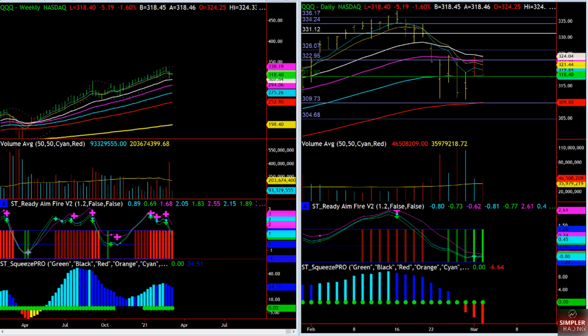Let's take a look at the NASDAQ. We've been doing a lot of bearish trades on the NASDAQ, and I've been getting questions on that. It's like, John, on the weekly chart, we're in an uptrend. Why short? And it really just depends on your time frame.